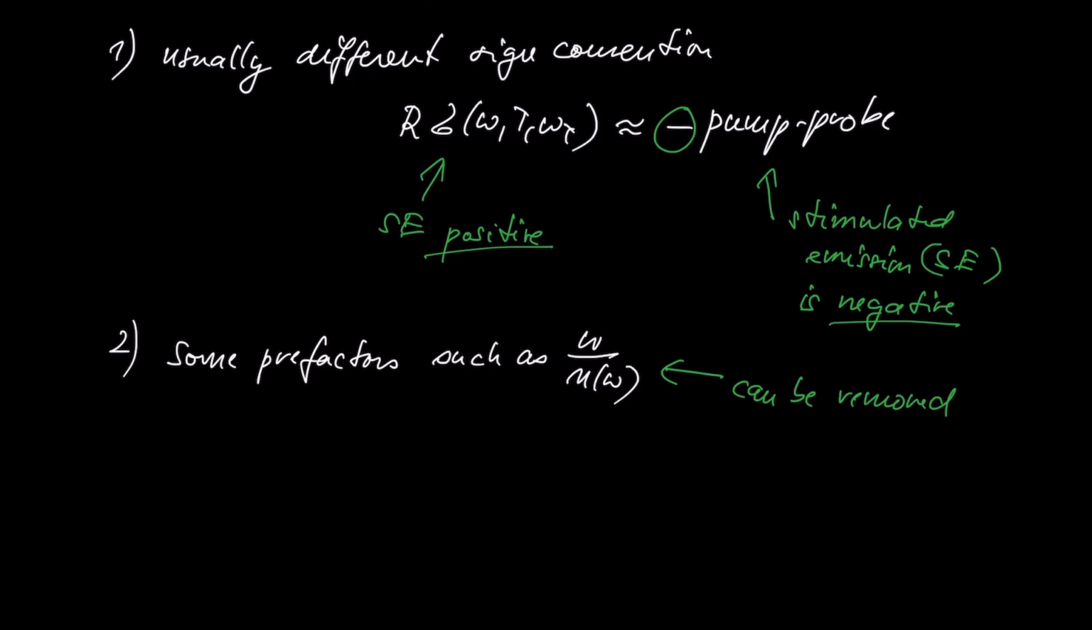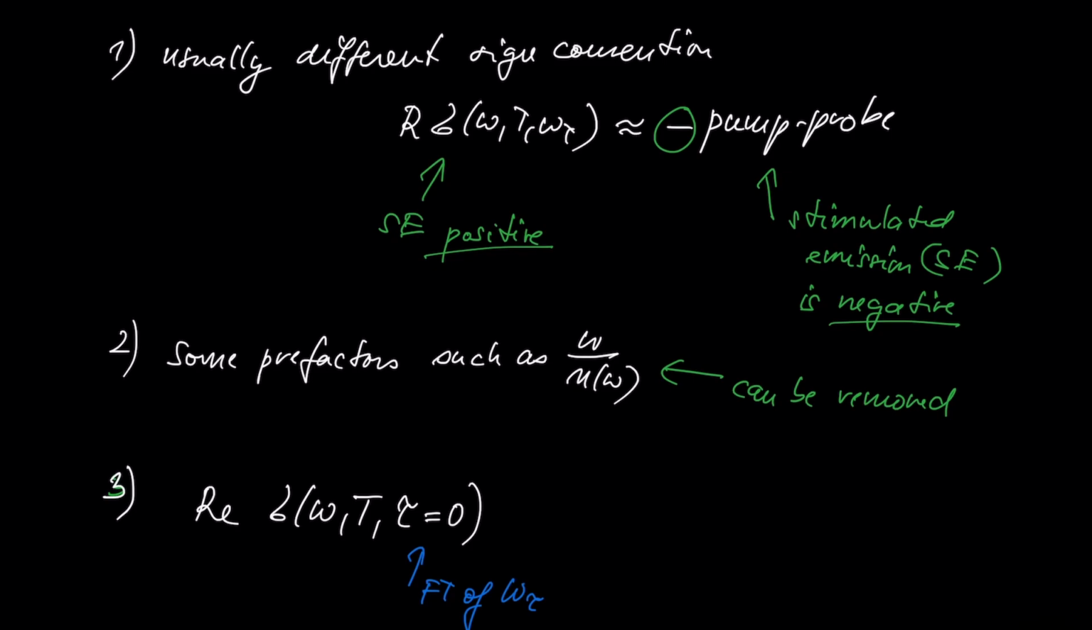All right. But the third, the most important relation, which is related to the other two or uses the two but is more specific, is that in fact the real part of sigma(omega_t, tau) at tau equal 0, that is the signal which we have now Fourier transformed, but if we Fourier transform it back, so that's the Fourier transform of omega_tau, if we Fourier transform it back to tau and set tau equal to 0, we will actually get almost precisely, again up to the prefactors from point 2, the minus pump probe.